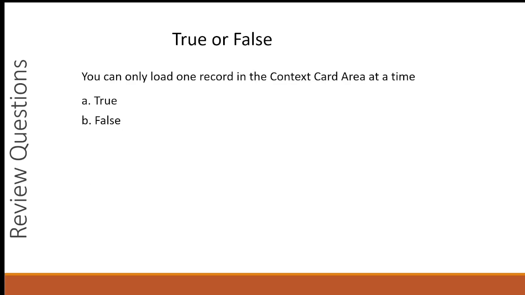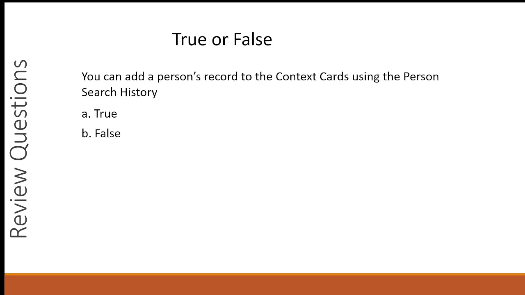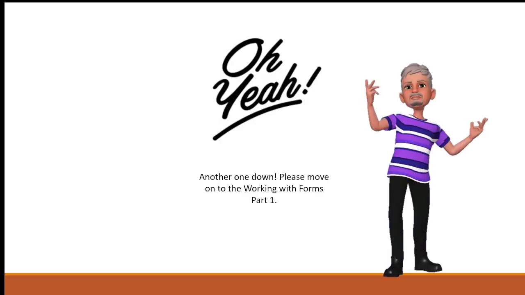You can only load one record in the context card area at a time. Well, that's obviously false because I showed you how to load at least 3 context cards at the same time. You can add a person's record to the context card area using the person search history. Is that true or is that false? That is absolutely true. So there you go, another one down.